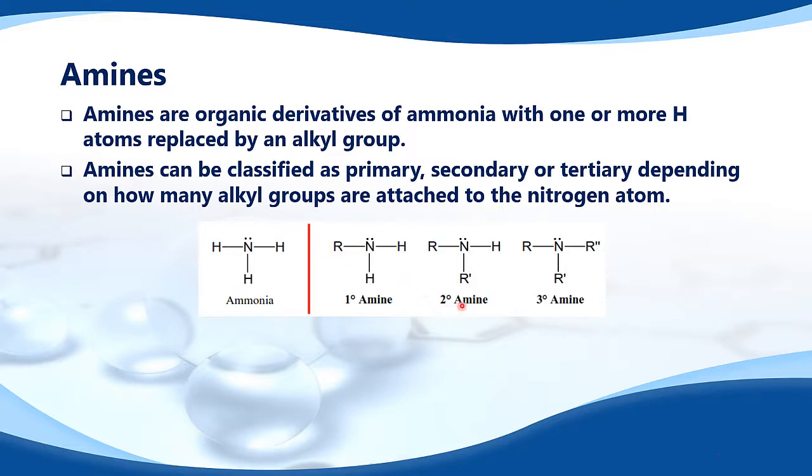A primary amine has one hydrogen atom replaced by an alkyl group, which is this R here. A secondary amine has two hydrogen atoms replaced by an alkyl group here and here. And this tertiary amine has all three hydrogen atoms replaced by an alkyl group.